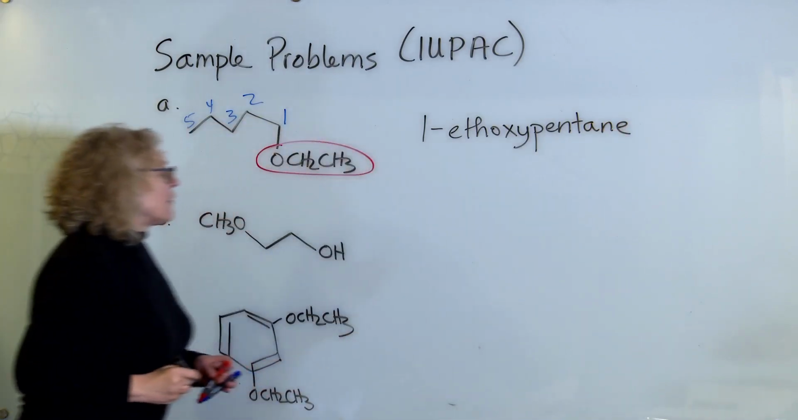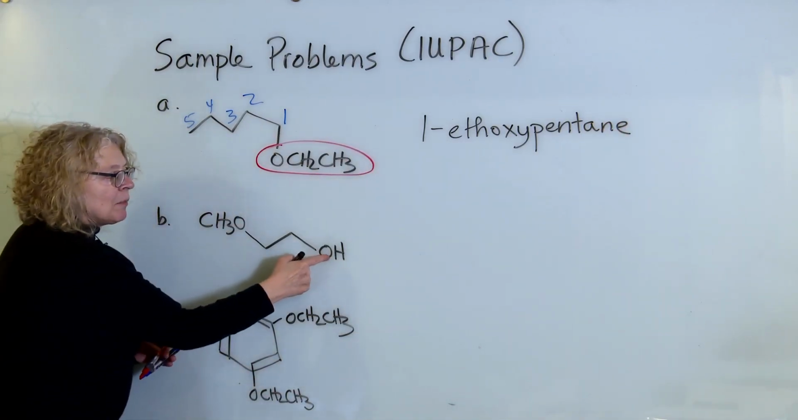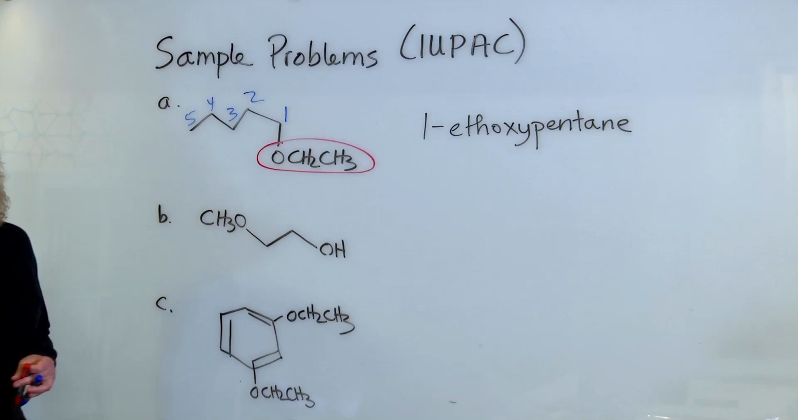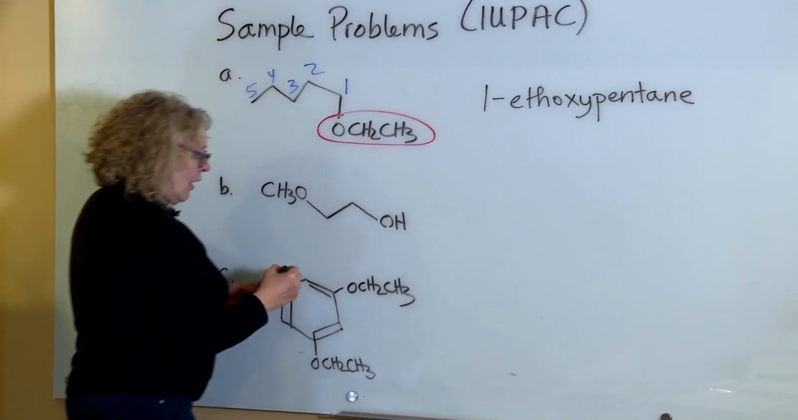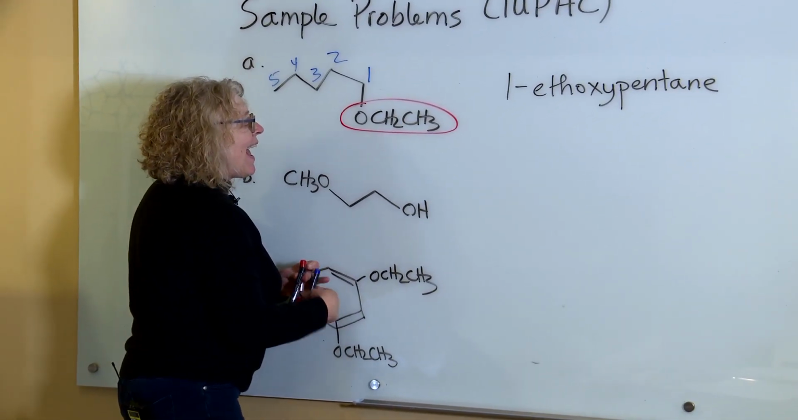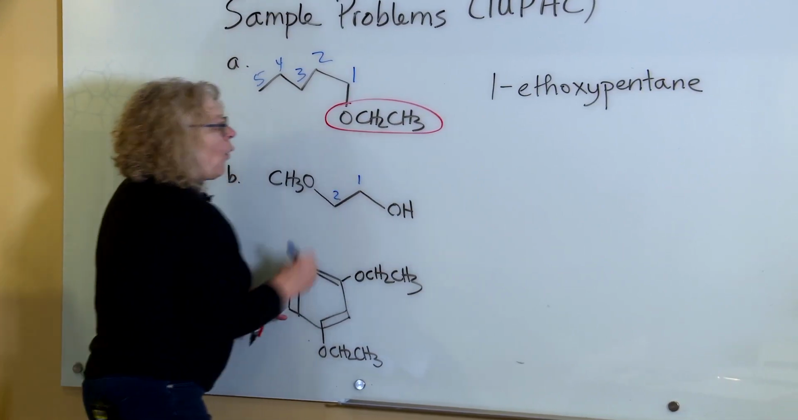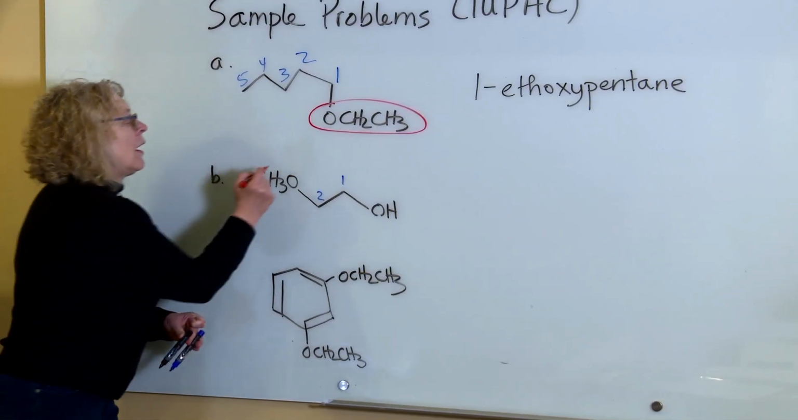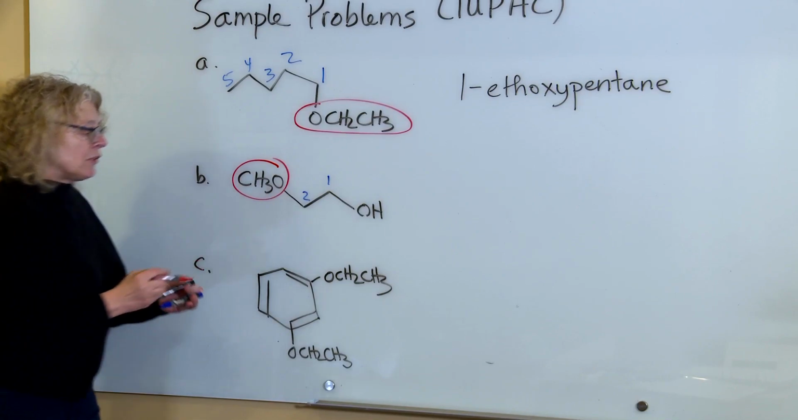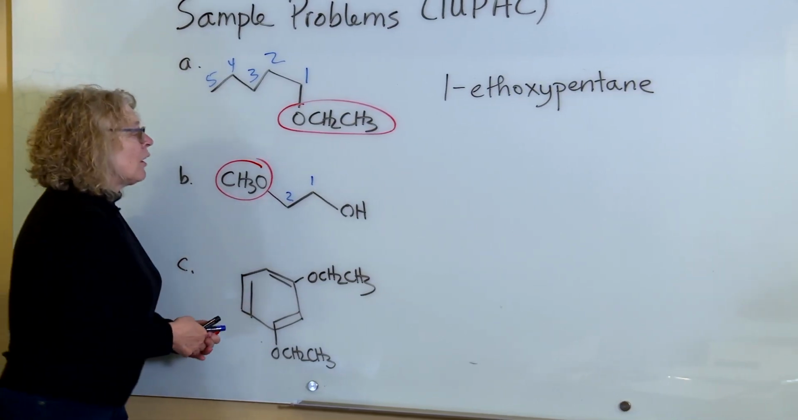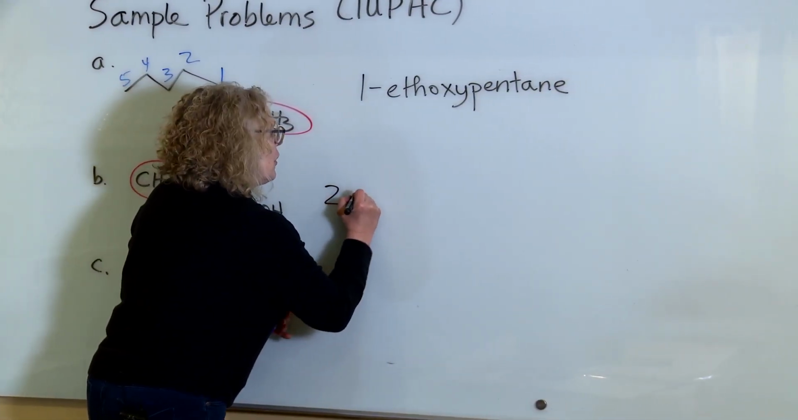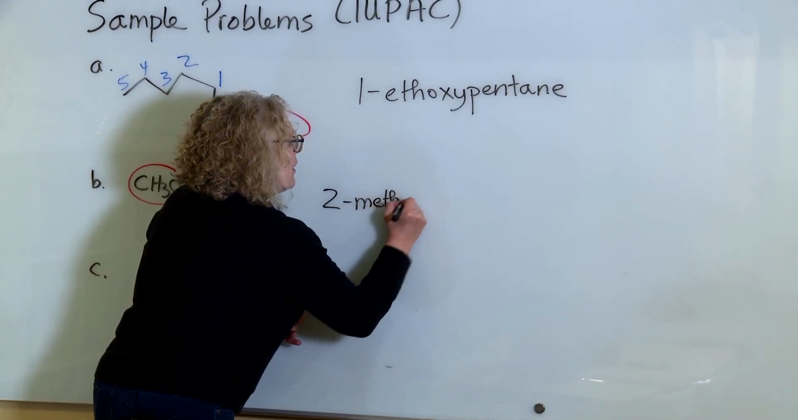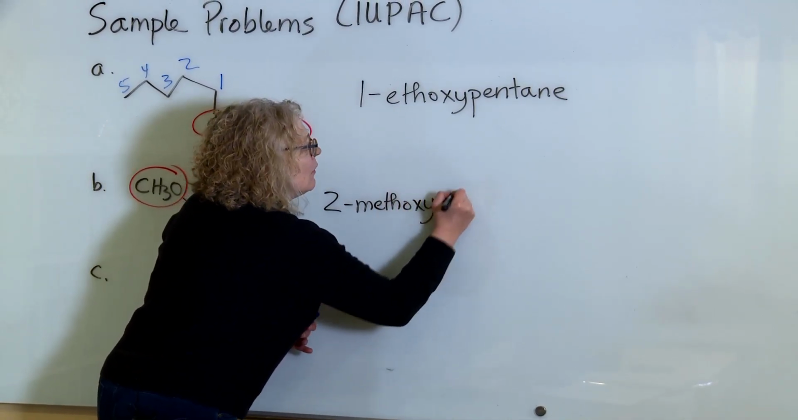The next example is a little bit more complicated, but anytime you see this OH, that means that the alcohol must be the parent. So the parent here is ethanol. And the ethanol has a methoxy substituent on it. So this is simply called 2-methoxyethanol.